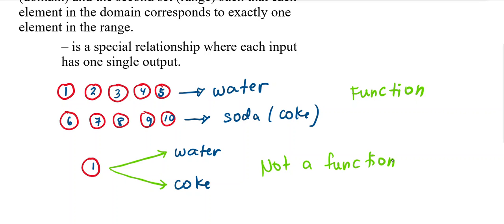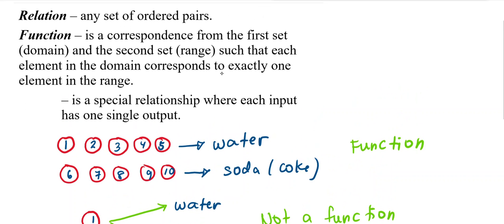Okay, I hope that explains more about function and the difference between a function and a simple relation. So a function is also a relation, but more strict because it corresponds to exactly one element in the range.